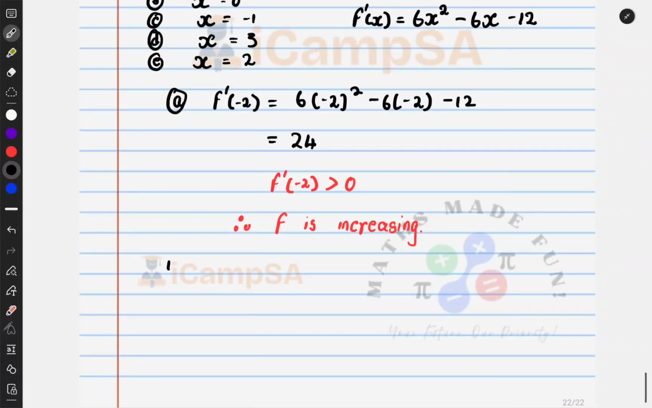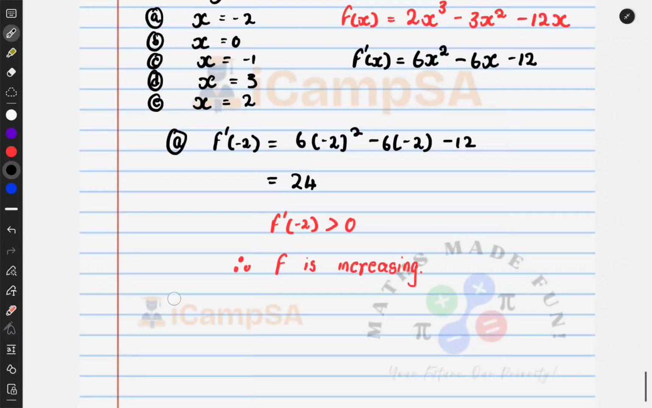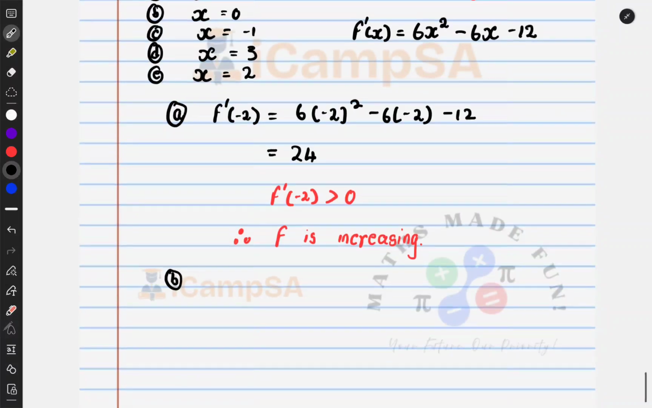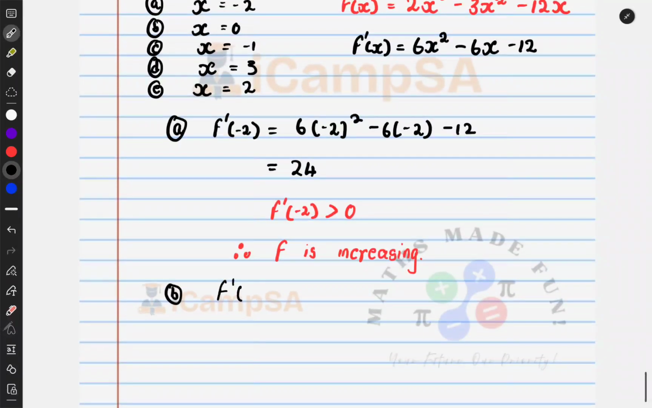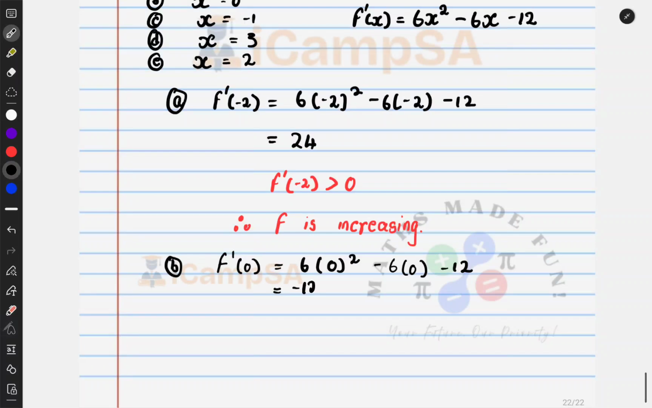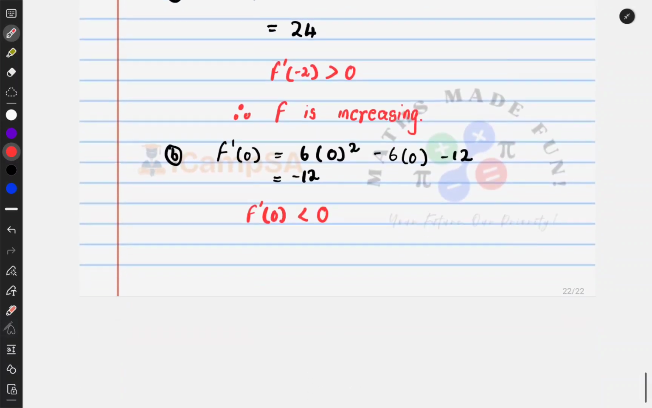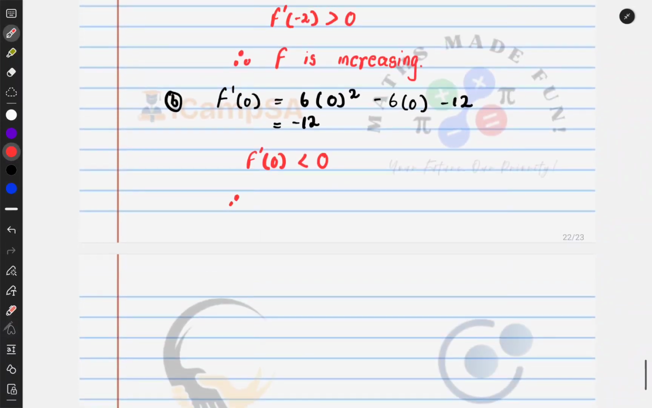And then B. f prime of x at 0 is equal to 6 times 0 squared minus 6 times 0 minus 12. This will be minus 12. Therefore, f prime at 0 is less than 0, which means the function is decreasing. Therefore, f is decreasing.